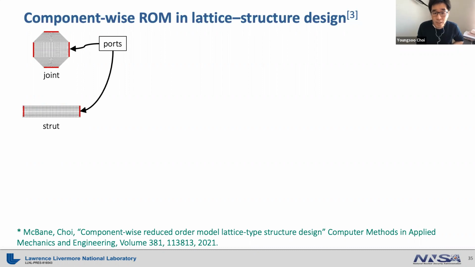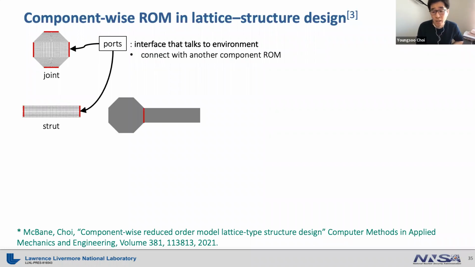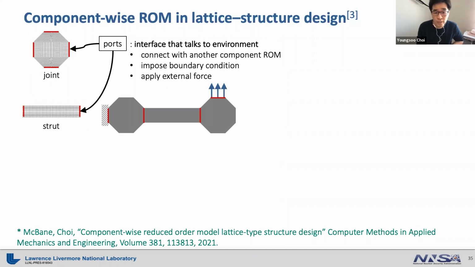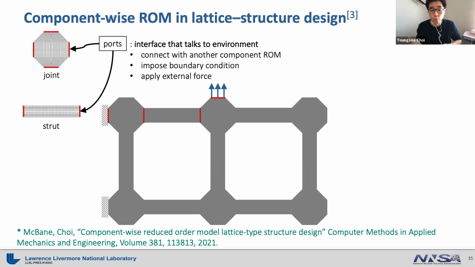Within the process of building component ROMs, we introduce a very important concept called the port, which is an interface that talks to the environment. For example, it connects with other component ROMs. It can be used to impose boundary conditions. And of course, you can add more components through unavailable ports. It can be used to apply external force. And you can even rotate the component and attach it to the system and attach many more in this way as you wish to form your desirable system domain.